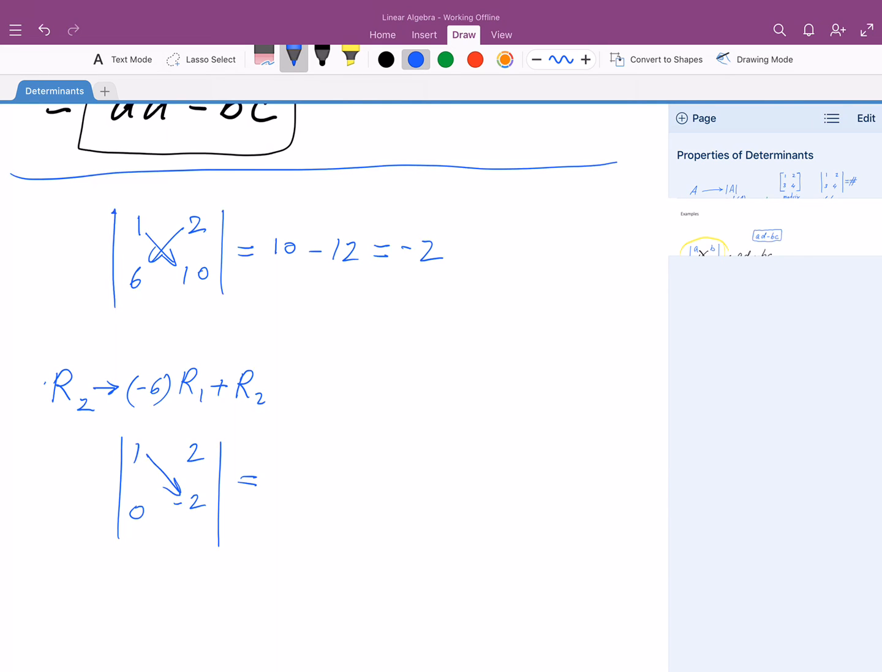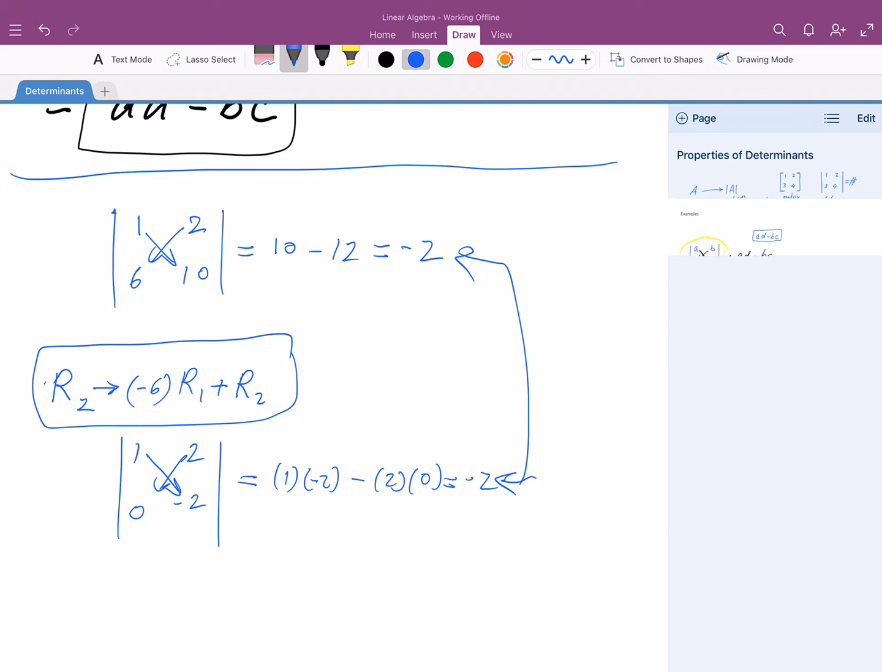But now notice, if I do 1 times -2 minus 2 times 0, the answer is the same. The determinant did not change from this type of row operation. And that's very interesting. And that's very useful, because we use this operation so much for elimination, and it's a nice thing to know that the determinant's not going to change.